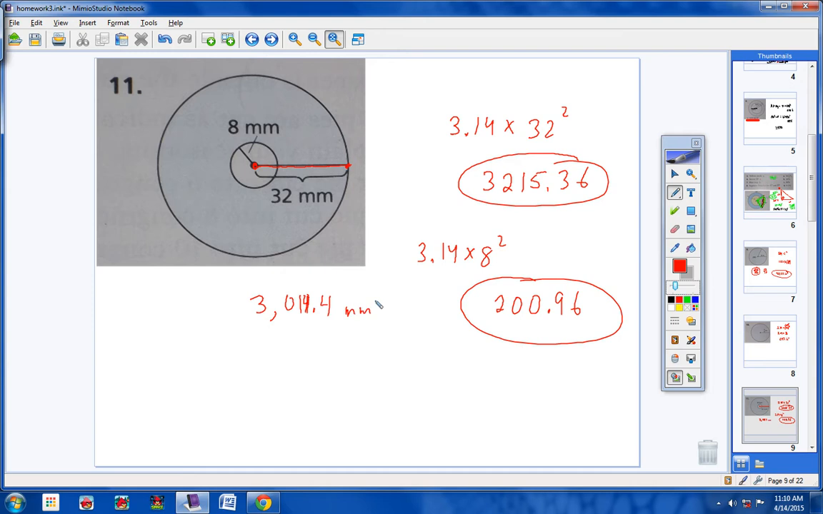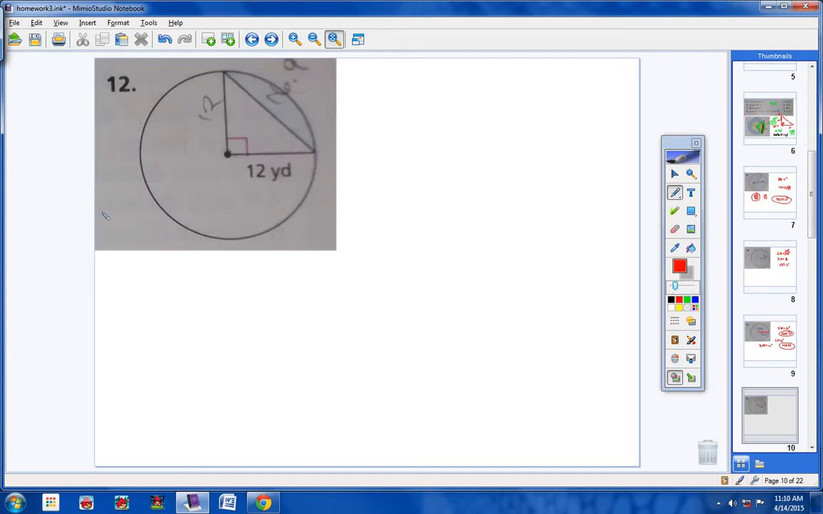3,014.4 square millimeters. Alright, moving on to number 12. Now, they want us to find the area of this segment right here, segment of a circle. So you know what to do, guys. You know what to do.